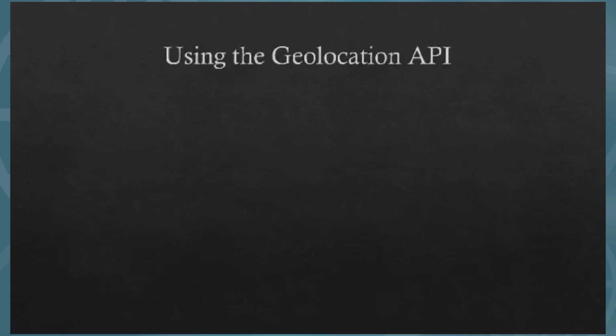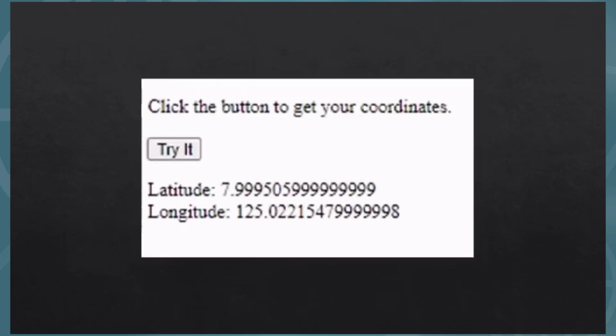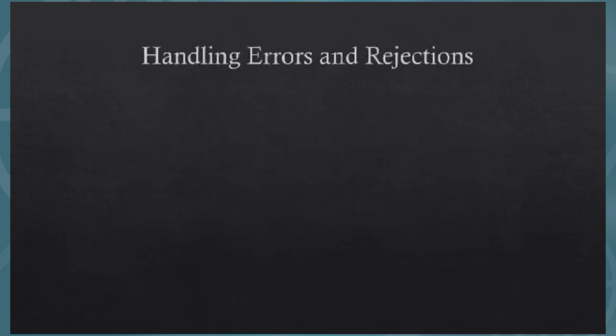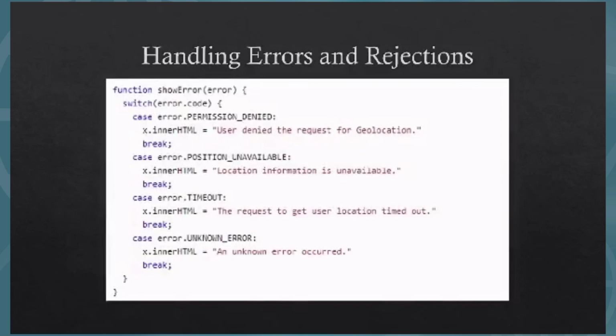In using the Geolocation API, the getCurrentPosition method is used to return the user's position. This code returns the latitude and longitude of the user's position. This will be the output. In handling errors and rejections, the second parameter of the getCurrentPosition method is used to handle errors. It specifies a function to run if it fails to get the user's location.